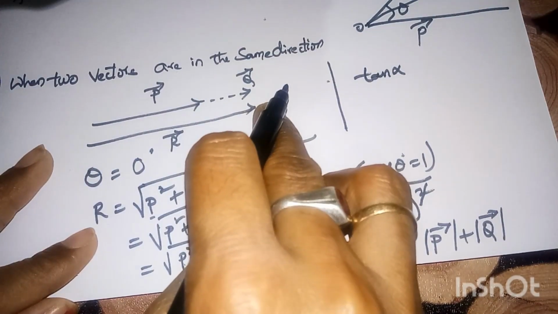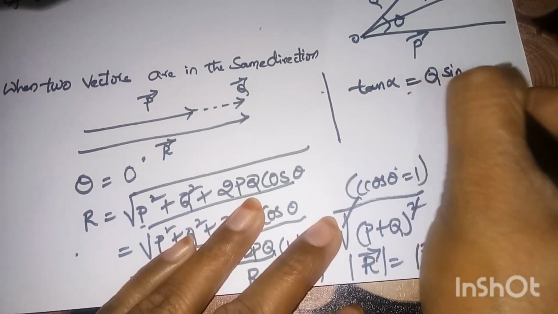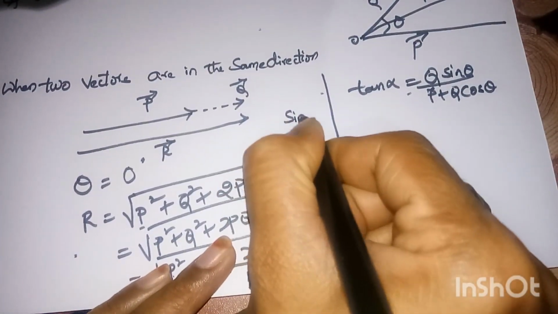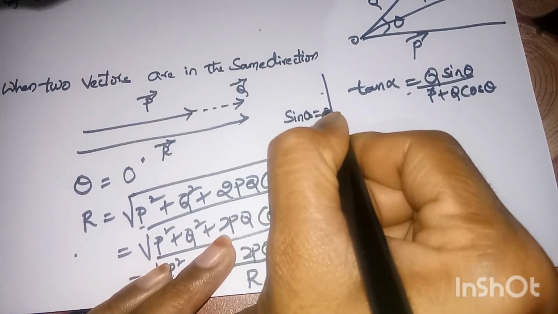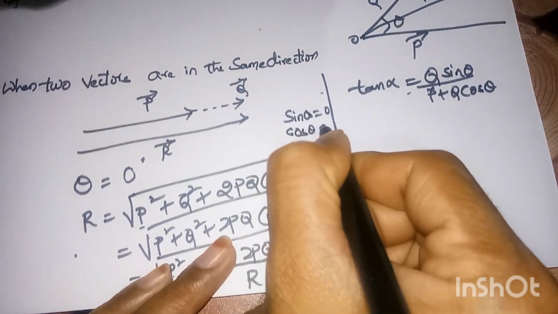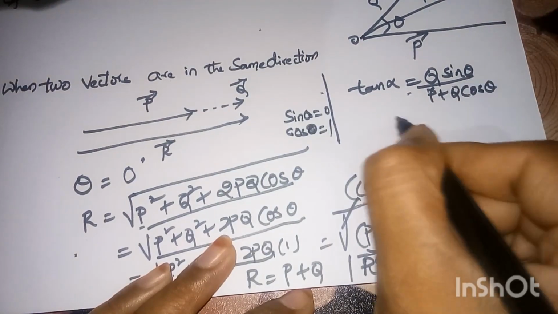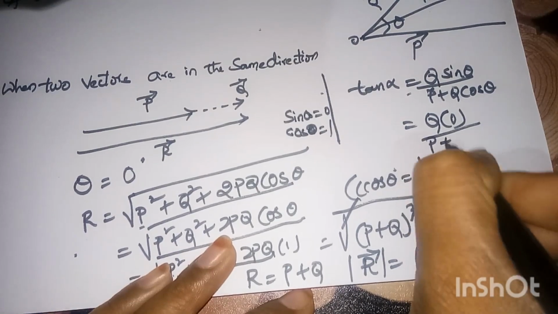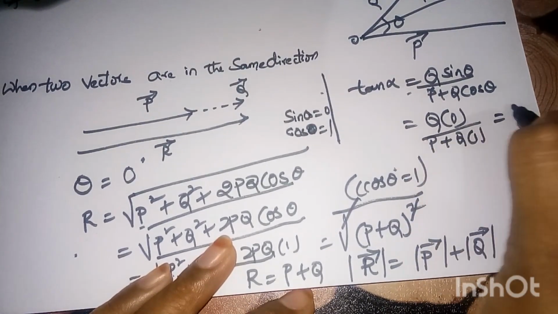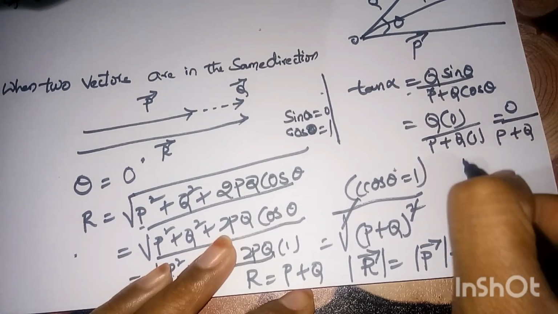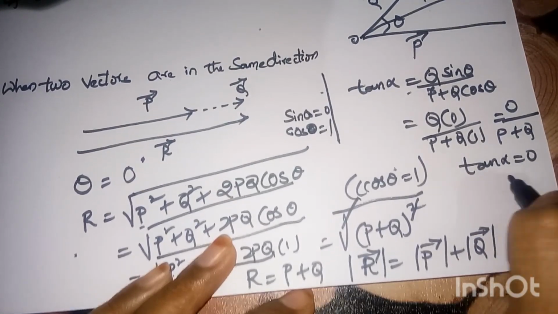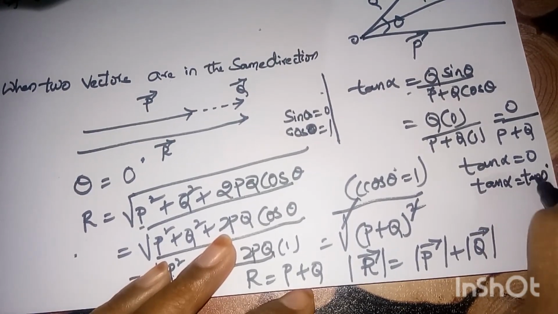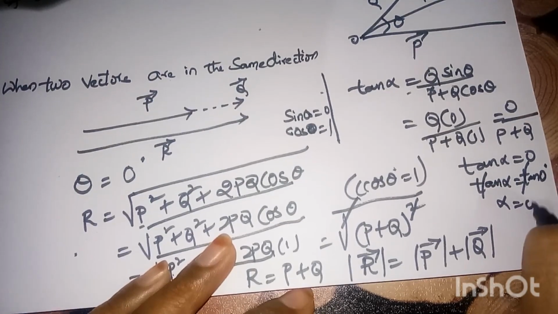This is along the x direction. Tan alpha equals q sin theta by p plus q cos theta. So sin 0 will be 0 and cos 0 will be 1. So q into sin 0 is 0, by p plus q into 1. So what will we get? 0 by p plus q. So tan alpha equals 0. So when you get tan alpha equal to 0, that is tan 0 degrees, so alpha equals 0 degrees.